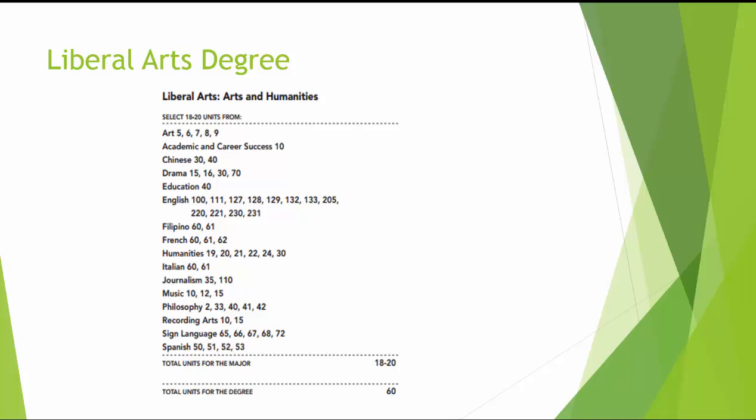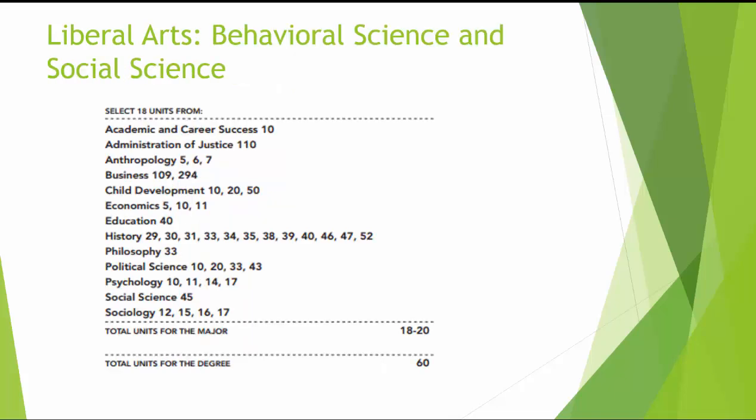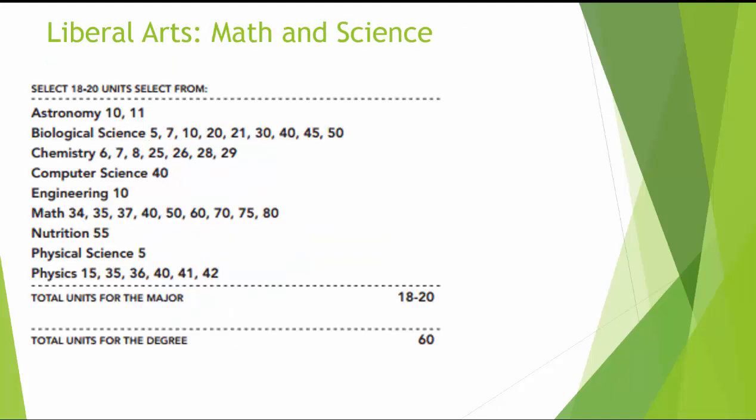The following 3 slides will show you the courses under each emphasis. For example, the majority of your major prep or GE courses may fall under arts and humanities. Therefore, all you need is 18 units in this major. The 18 units may be any of these courses on the list. The next is behavioral science and social science. Lastly, math and science. Most students that have taken a lot of math or science prerequisites will usually qualify for this degree.